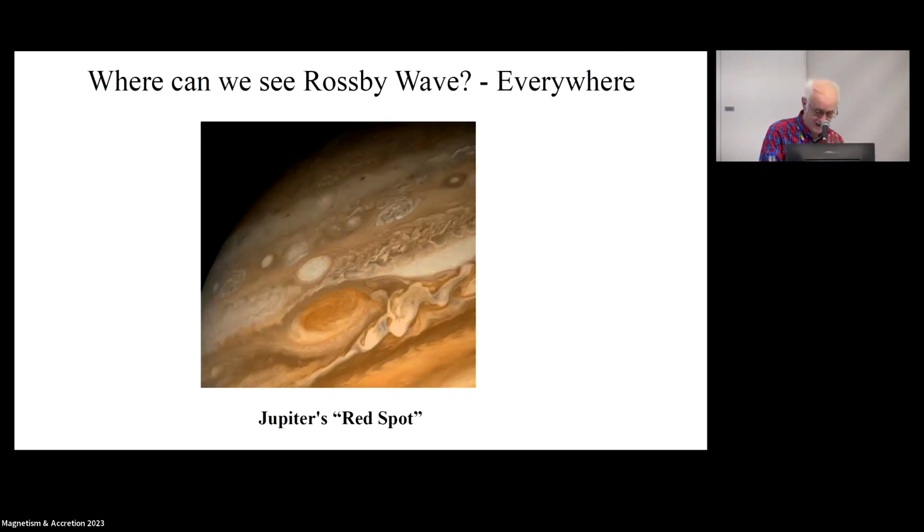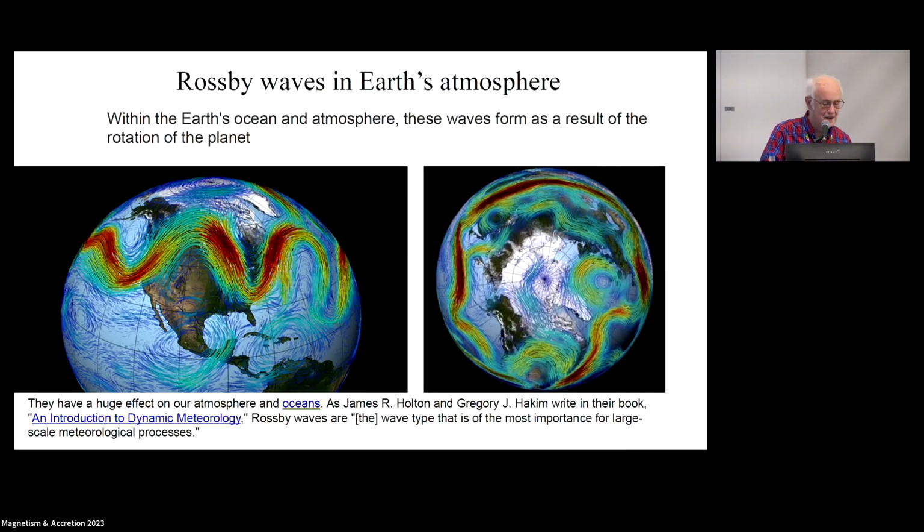Rossby waves are very unusual waves, and they're almost everywhere. On the Earth, they're important for the mixing of cold and hot regions of the Earth's atmosphere, and they're very peculiar waves. On the surface of the Earth, in the atmosphere and the oceans, the phase velocity is in the westward direction, and the group velocity is in the eastward direction. So this is a very unusual type of wave.